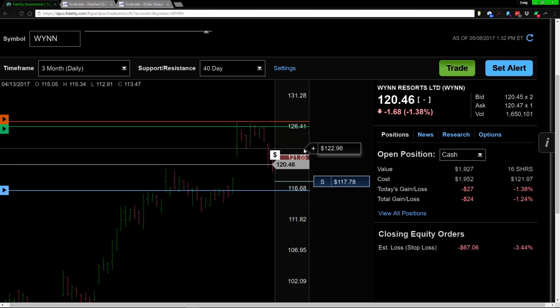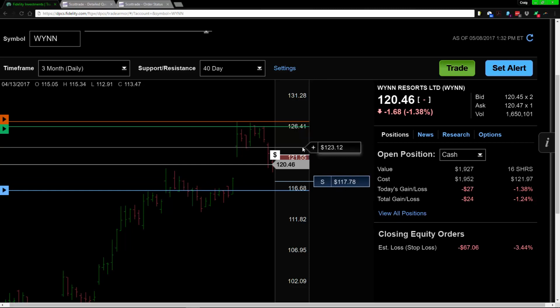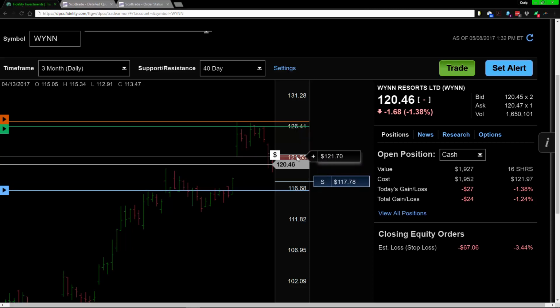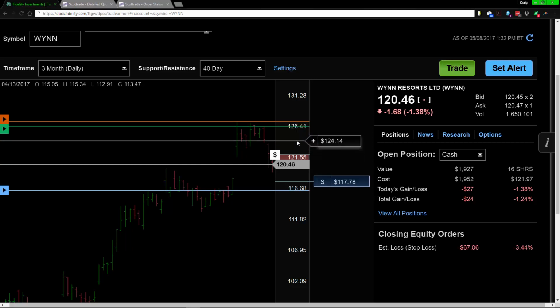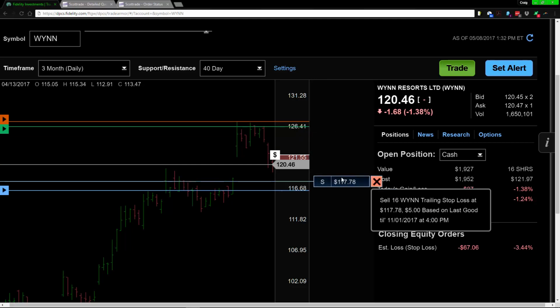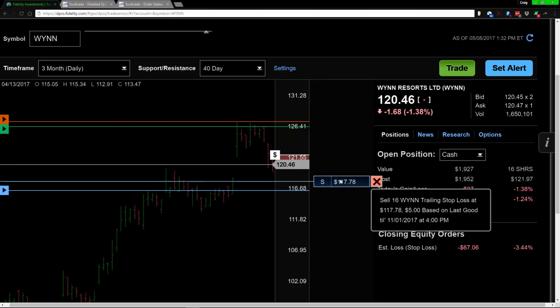And basically that would have made it down to 117.78. So what ended up happening is sometime on Friday it went up to 122.78, and that's what brought this up. Now, because it went below that $5 gap, this stopped going up, obviously.